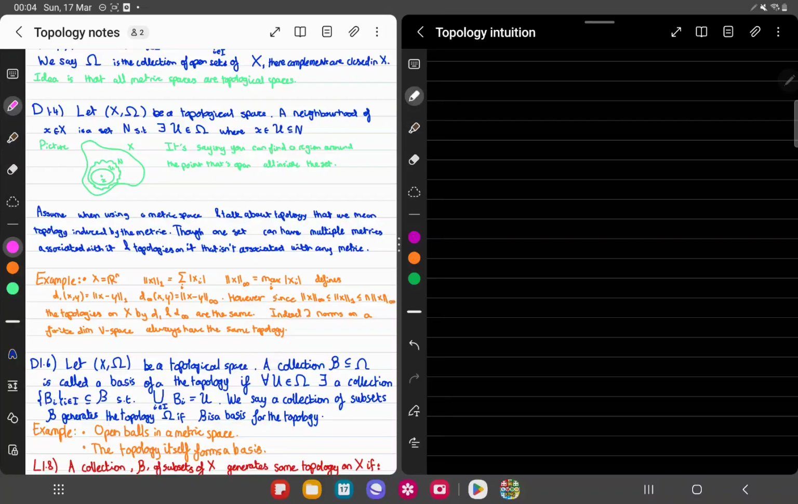Assume when using a metric space and we talk about topology, we mean the topology induced by the metric. The topology induced by the metric is just supposed to be the sets that are open with respect to that metric. Though one set can have multiple metrics associated with it, and topologies on it that aren't associated with any metric.